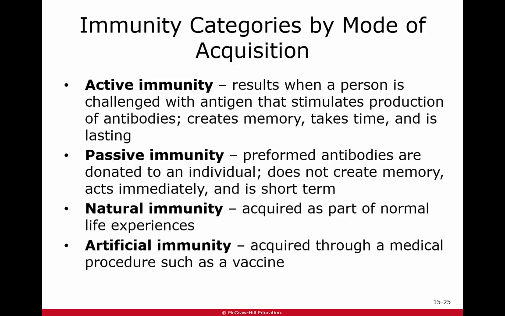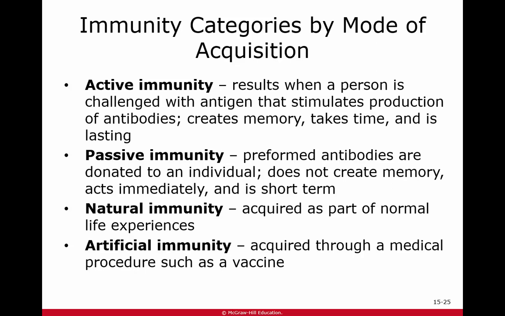So you have active versus passive immunity, and these terms describe the length of time you're going to have that immunity, right? So an active immunity creates a memory. It's going to take time, but it's also going to be long lasting. So active immunity is something that you could have for years and years down the road. Passive immunity does not create a memory. It acts immediately, and it's very short term.